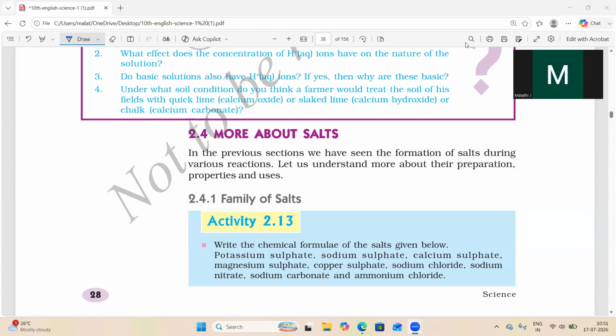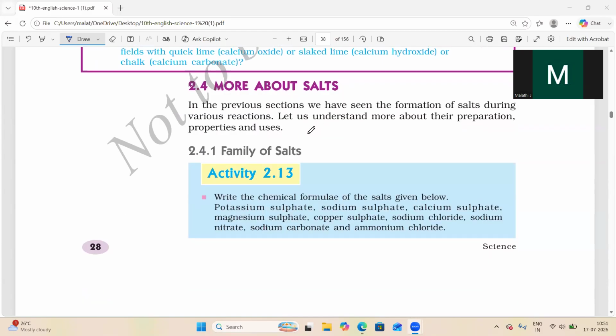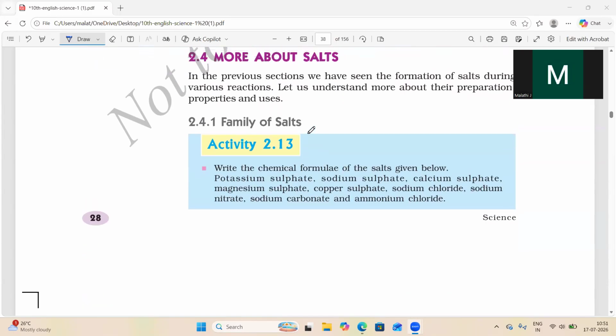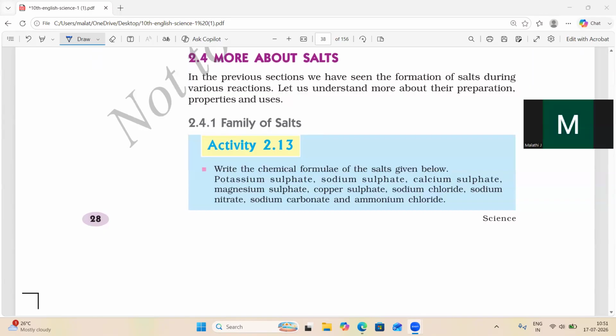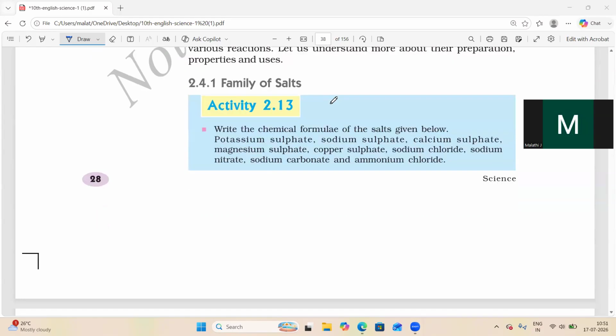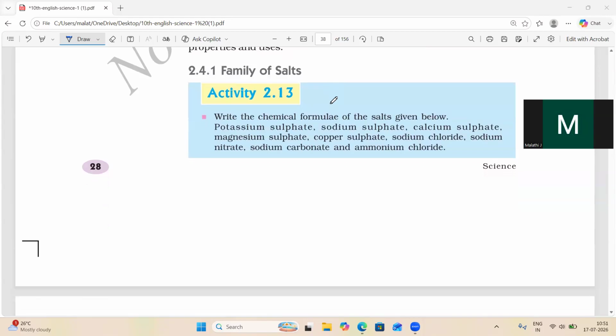Last class we discussed dilution, concentrated solutions, the pH scale, what is meant by pH, and the importance of pH in our daily life. Next, from your Acids, Bases and Salts chapter, we'll study more about salts. What are salts? How are salts formed, and how do they taste? We already know that when an acid reacts with a base, we get a salt. We studied those reactions, so we'll see how salts are prepared and their uses.